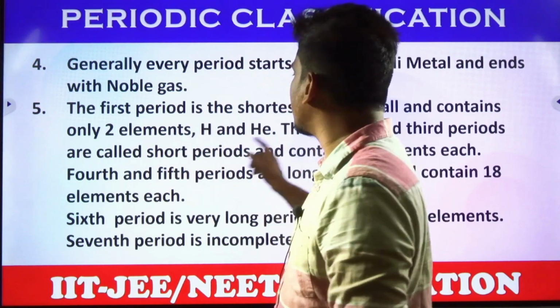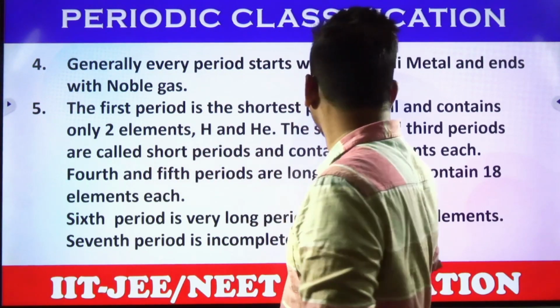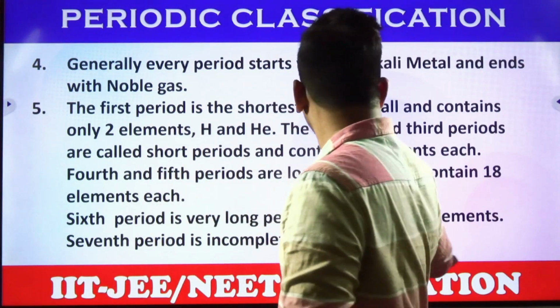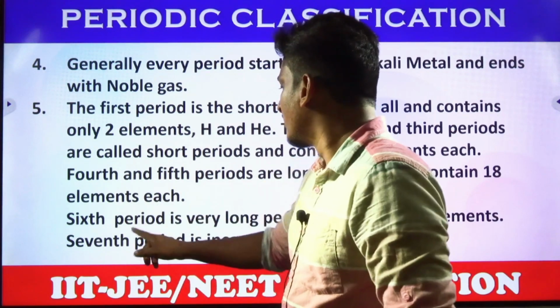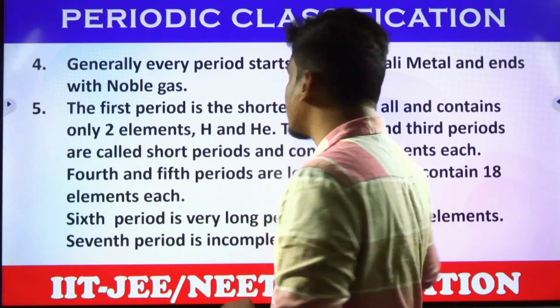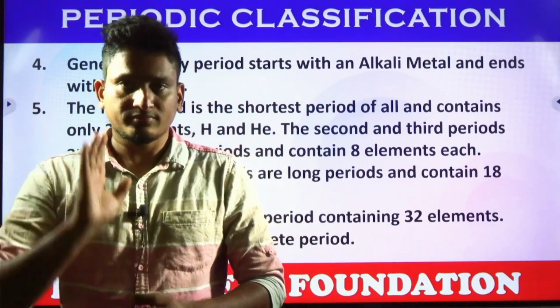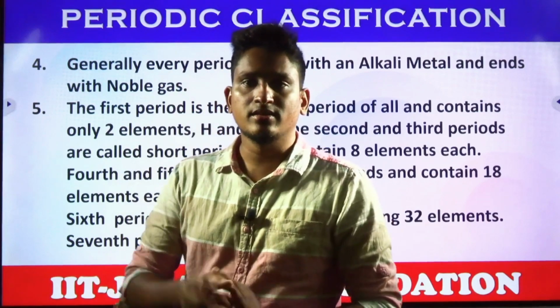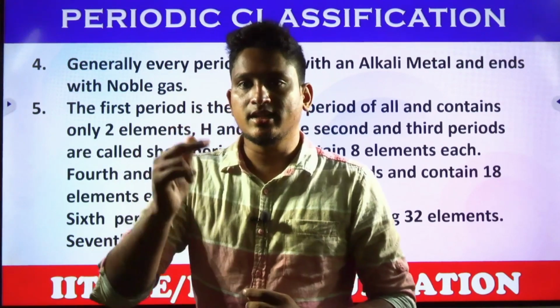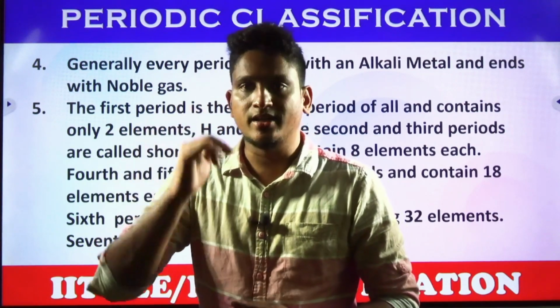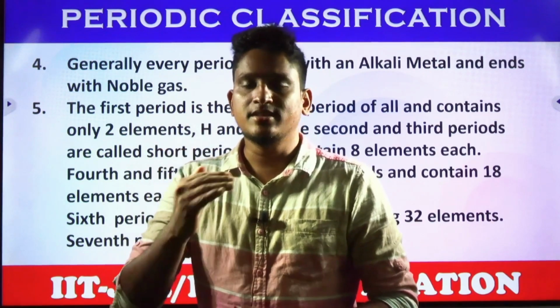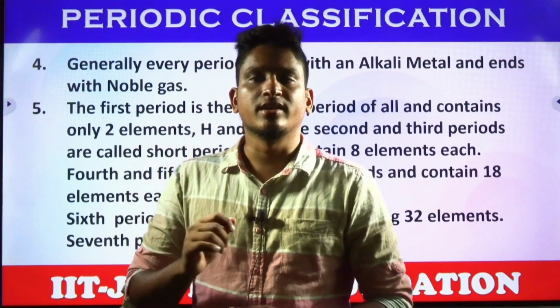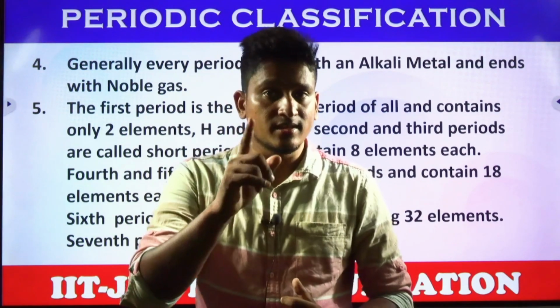Next, the second and third periods are called short periods and contain 8 elements. Fourth and fifth are long periods, containing 18 elements. Sixth and seventh are also long periods, which contain 32 elements each. First period contains how many? 2 elements. Second, third contain how many? 8. Fourth, fifth contain how many? 18. Sixth, seventh contain how many? 32. Why? There is a reason, listen carefully.